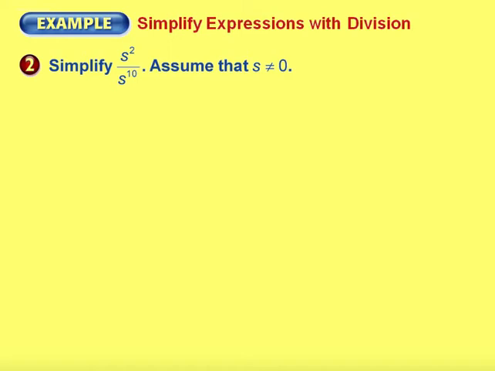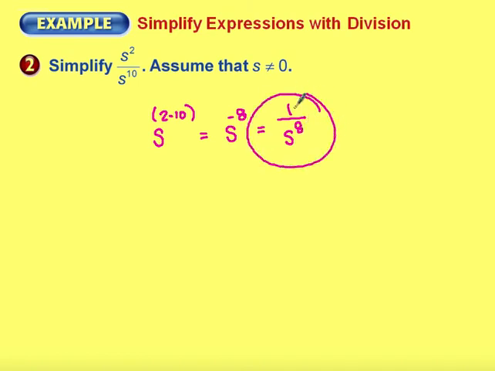All right. So now we have an example that shows division. This was that second rule where we have a quotient of powers rule. When I have like bases, the rule is to keep the base and subtract the exponents. Well, when I take 2 minus 10, that gives me s to the negative 8 power. Well, to the negative 8 power means divide by the power of 8. That gives me 1 divided by s to the 8th power.